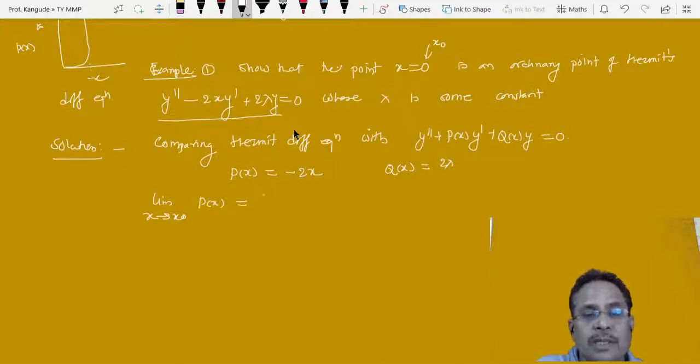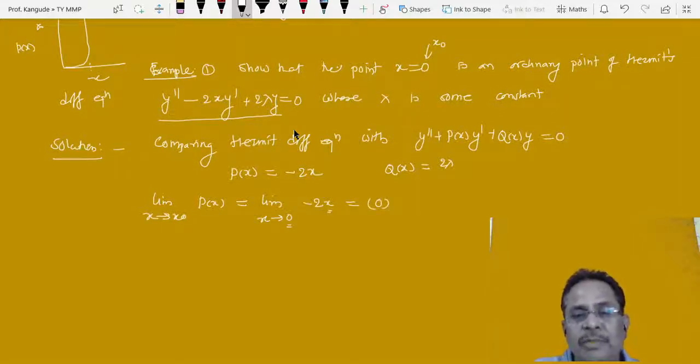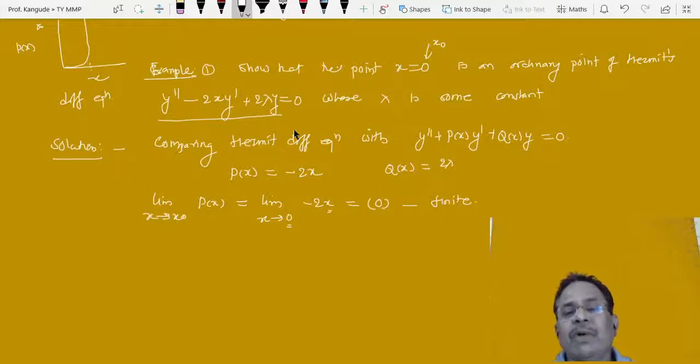This can be written as limit x tends to 0. I am taking this value to be x0 is equal to 0. Now if this p of x is obtained, it is minus 2 into x, now if I put this value of x is equal to 0 here, I'll get this to be 0. So the total value of this limit will be equal to 0 and this is finite. So the limit of p of x as x tends to x0 takes a finite value. 0 is a finite value, 0 is not an infinite value.